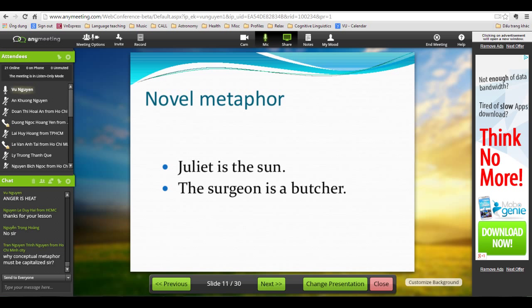Well, that's a very good question. Why must conceptual metaphor be capitalized? Perhaps this is because of the convention that Lakoff used when he published his book Metaphors We Live By. Originally, in that book, all of those conceptual metaphors are capitalized, and the researchers that follow him also use that convention.